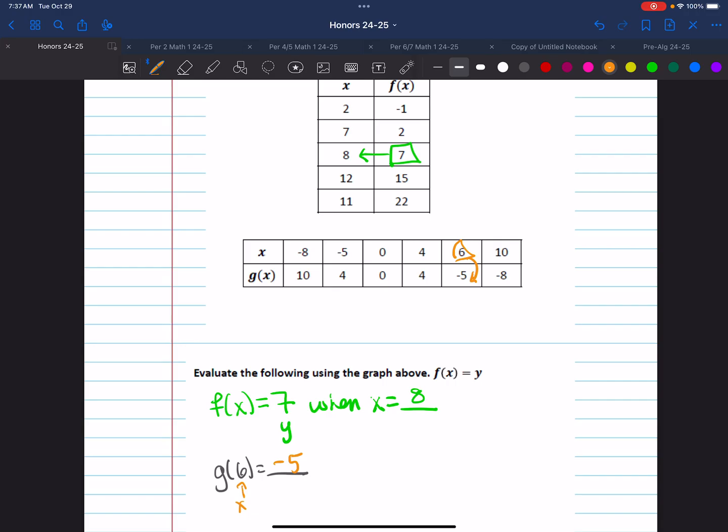Okay. What if I say g of x equals 10 when x equals blank? Well, this friend right here is a y. So we're trying to figure out x. So these are like your y's. Here's my 10. Its number partner is negative 8, and that's the only 10 I see, so we're good.